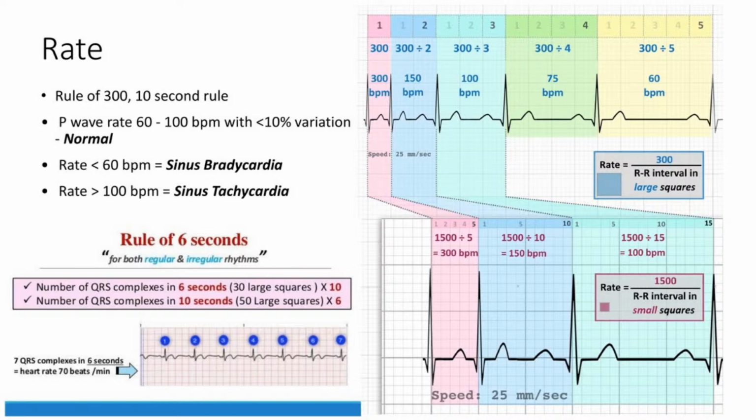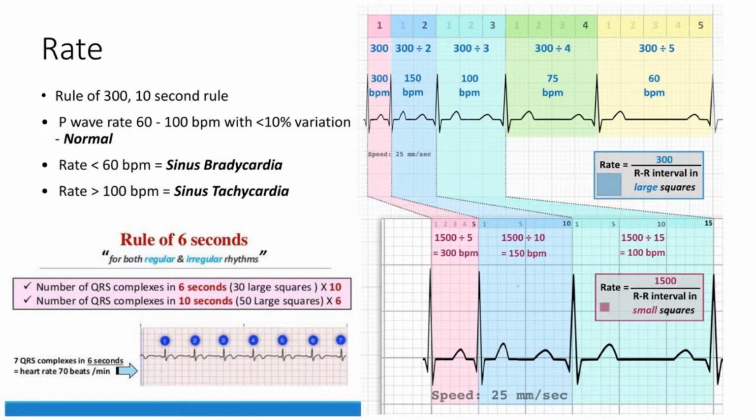The rule of 6 is that you calculate the number of QRS complexes in 6 seconds. If you look at the big box, the big box is 0.2 seconds. So you need to count 30 large squares and multiply by 10, and that gives you the heart rate. That's the 6-second rule. You can also use a 10-second rule where you count 50 big boxes and then multiply by 6. By far, counting and multiplying by 10 is easier. So for 30 big boxes, you count the number of QRS complexes within that, and then multiply by 10, and that gives you the heart rate per minute.